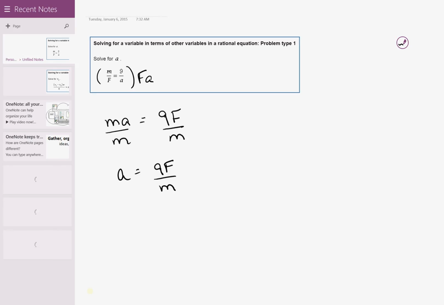Now, the other way to attack this is that I can begin with the original equation, M over F is equal to 9 over A, and I can take the reciprocal of both sides. What I can't do is write clearly, but that's okay. Okay, and then multiply both sides by 9. And note that I get the same answer.